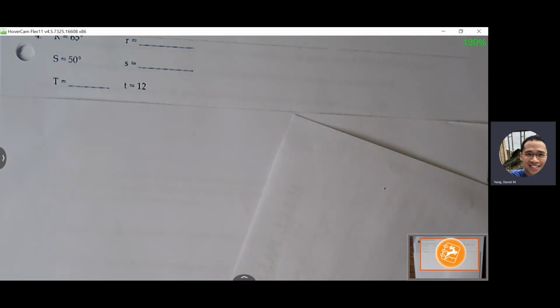Okay, let's look at number 6. You're creating a triangle much the same way as 1 through 5.